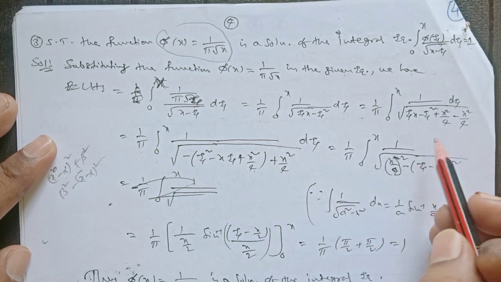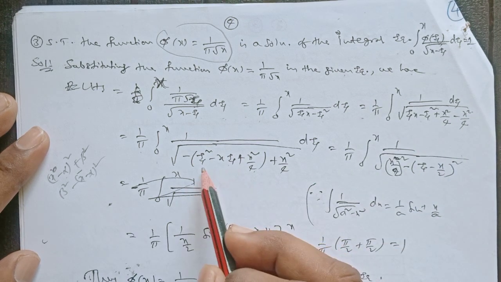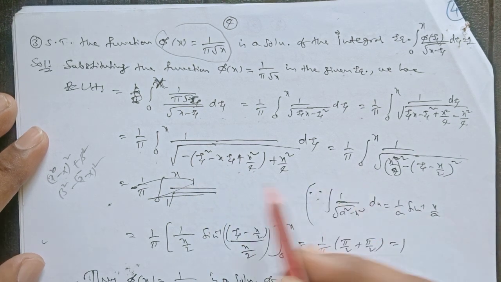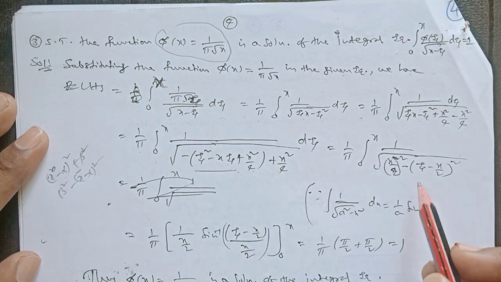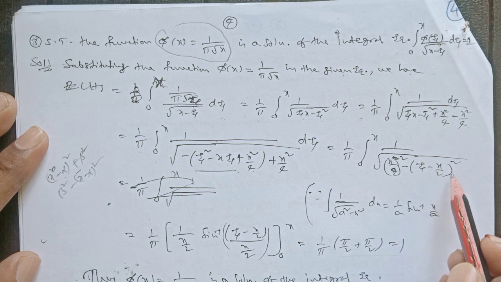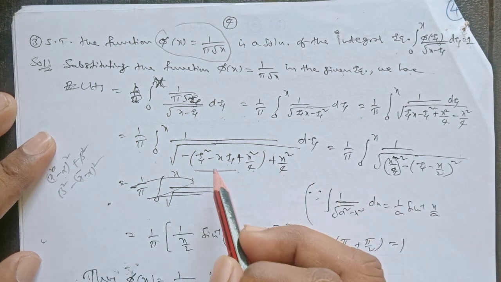Here, add and subtract x square by 4. So I am writing it like this. This becomes a perfect square. I can write this as xi minus x by 2 whole square. So x square by 4, x square by 4, it is what?